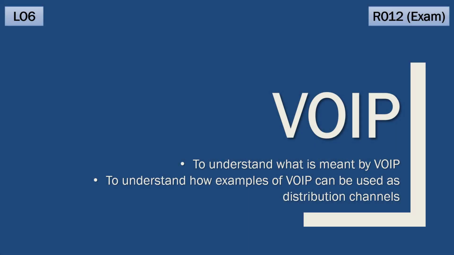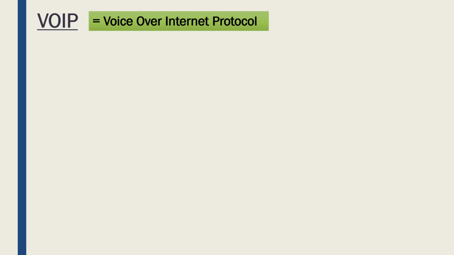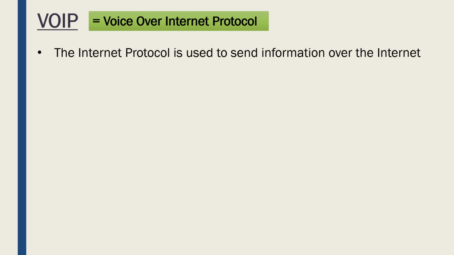We are now going to talk about VoIP, which is a weird word because it's not actually a word, it's an acronym. So this stands for Voice over Internet Protocol. Sometimes it's written with a lowercase o, it doesn't massively matter how you write it. But the second half of this acronym, Internet Protocol, it's worth knowing what this is because it will help you understand it. So Internet Protocol is used to send information over the internet.